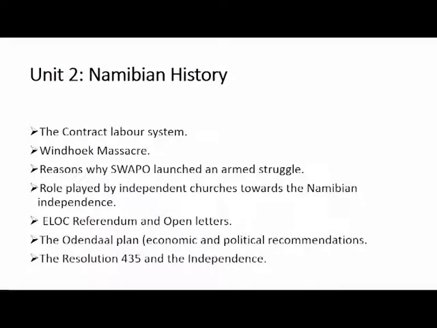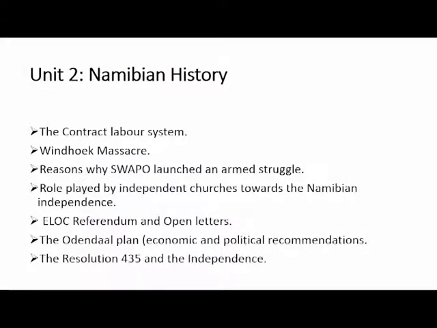The effect the contract labor system had on the workers themselves as well as the entire Namibian nation, including the family. So you should know how it affected the workers and how it also affected the entire Namibian nation at large. Now, we should also look at whether people benefited from this contract labor system or they did not benefit at all, and make sure that everything has advantages and disadvantages.